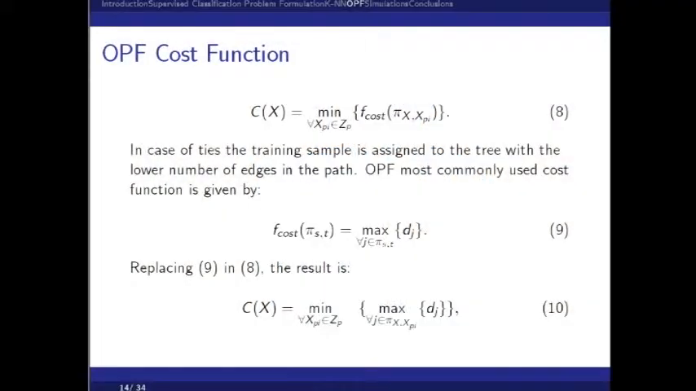So we call these two samples here in the example prototypes: samples from different classes joined by the minimum spanning tree. So we can divide our set Z of labeled samples into the prototype set and the non-prototype set, as shown by these equations here. And also we have the OPF cost function. The goal here is to assign the test sample X to the prototype that offers the minimum path cost.